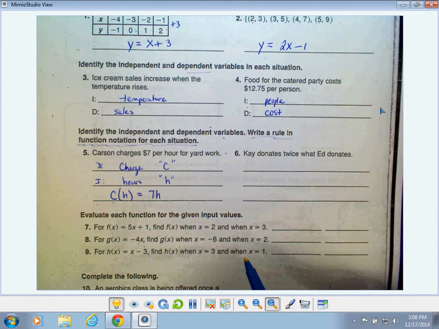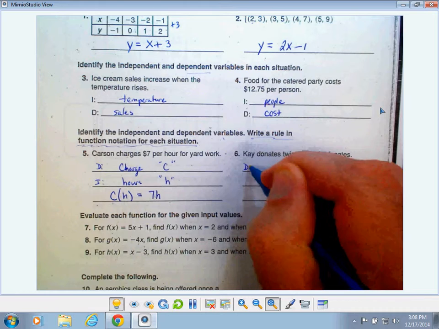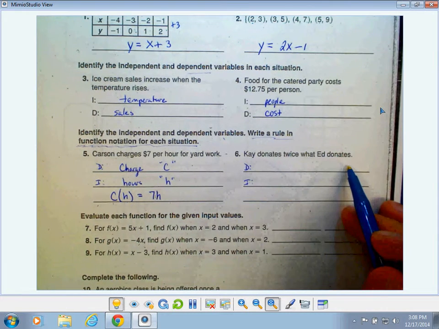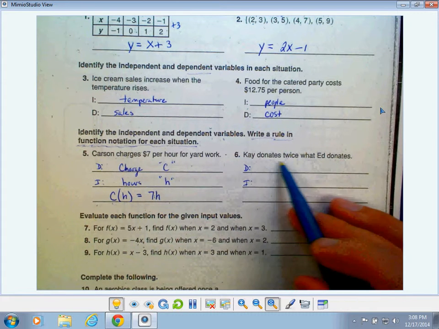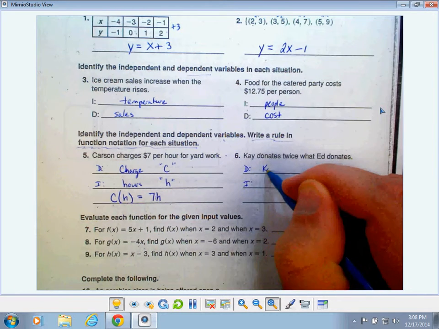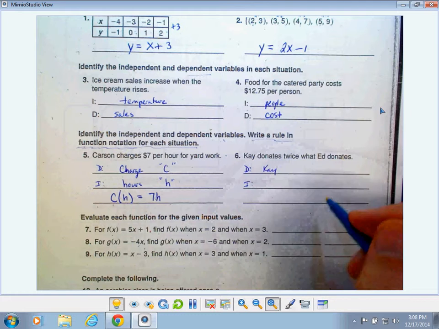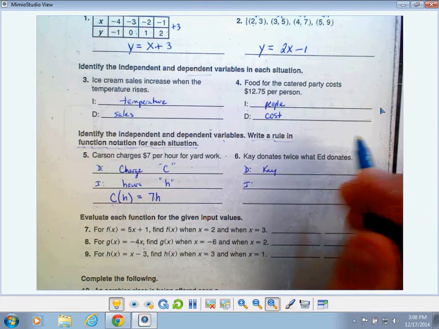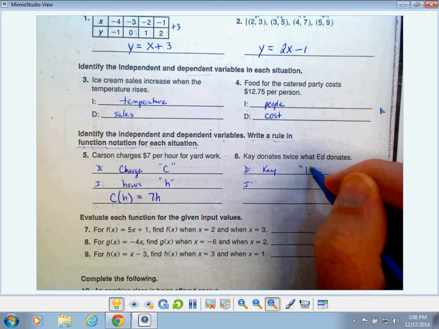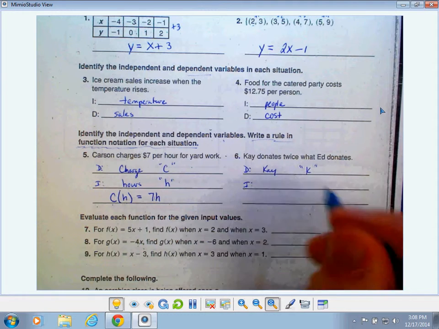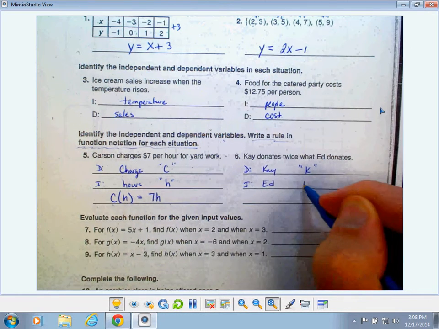So let's try to go through number 6 a little quicker then. Let's say that the dependent and independent variables, well, K donates twice what Ed donates. This was a little easier, I think, because basically you can see that K's donation depends on what Ed donates. So we can say that K is the dependent variable because she depends on Ed's donation. So we can call that K, like the letter K. And then the independent variable is Ed's donation, so maybe we can use E for Ed.